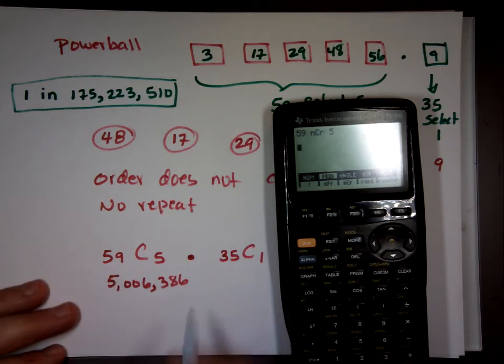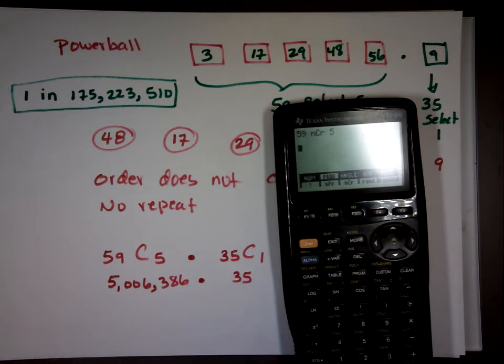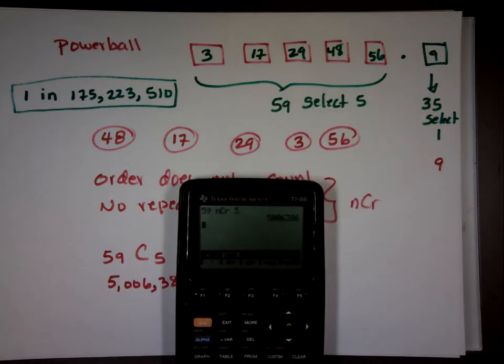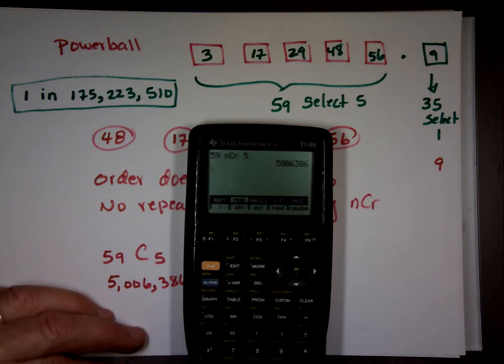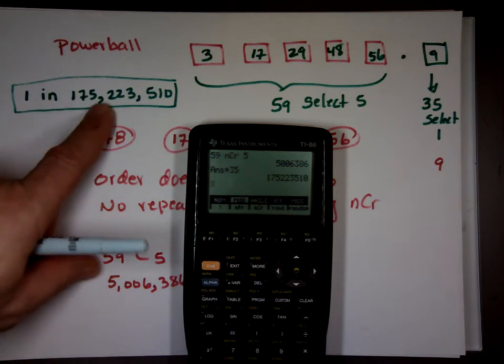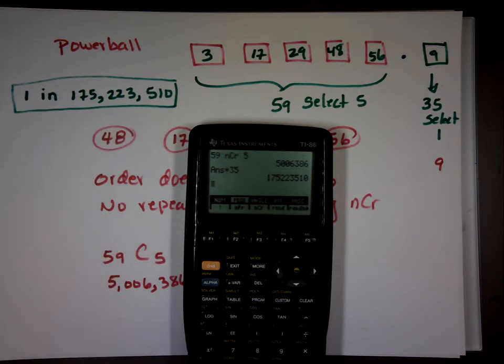Times, this is actually 35, the answer to this. So the second one's 35. So take this number, multiply it by 35, and see if the answer is 175,223,510. So that's how that number came up. It's not like, oh, let's put that number up there. No, somebody calculated that number. You got to match this and you got to match that.